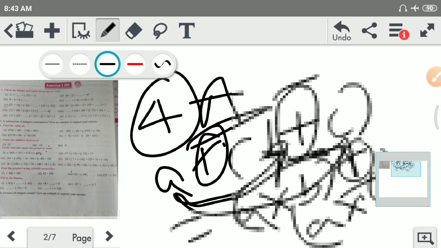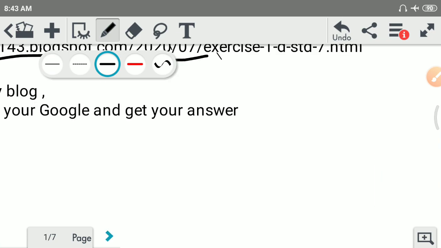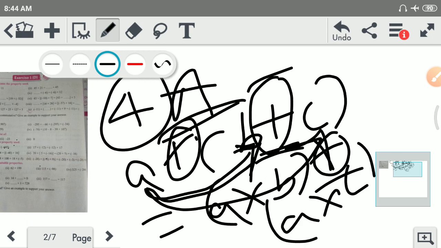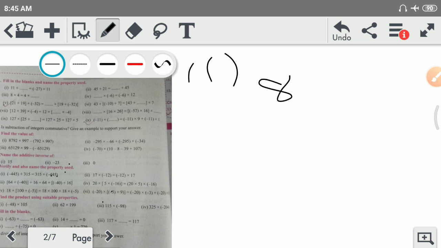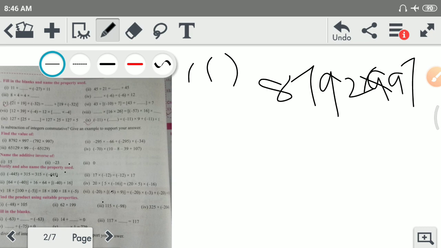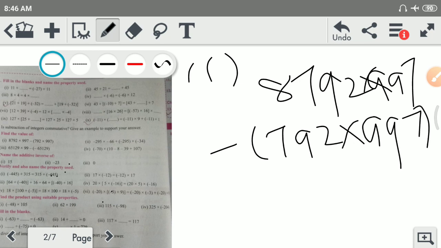Question number 3 is: find the value of 8792 into 997 minus 792 into 997. Okay, this is your question.